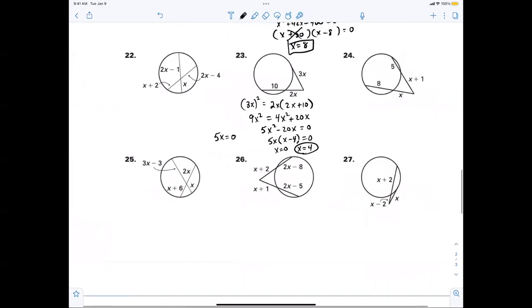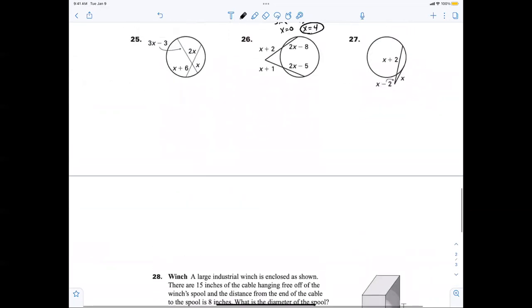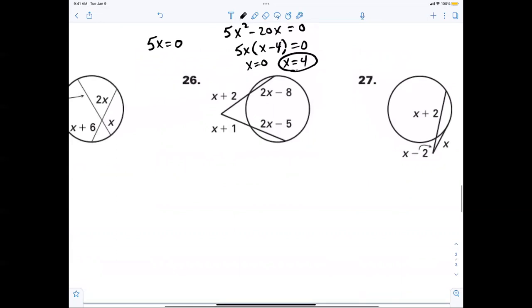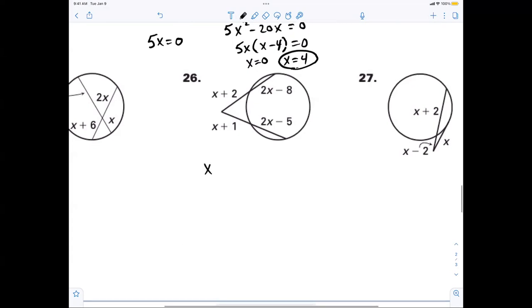Let's just go ahead and do 26. Let's do 26. All right. So, come on, set this up, someone. X plus 2, but this is x plus 2 times 2x squared. No. X minus 8. Come on, guys. Somebody said 3x what?